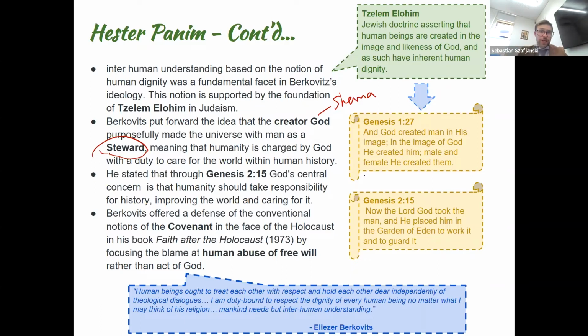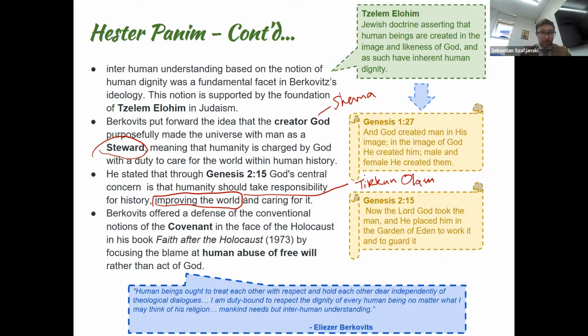And he stated through Genesis 2:15 that God's central concern was that humanity should take responsibility for history. But by that I don't mean we were bad people when we did this. It more means being in charge of the situation as it's happening and taking responsibility and doing the right thing by other humans. So improving the world and caring for it. Improving the world, once again, you can link to our study in Year 11 of Tikkun Olam, the Jewish ethical teaching.